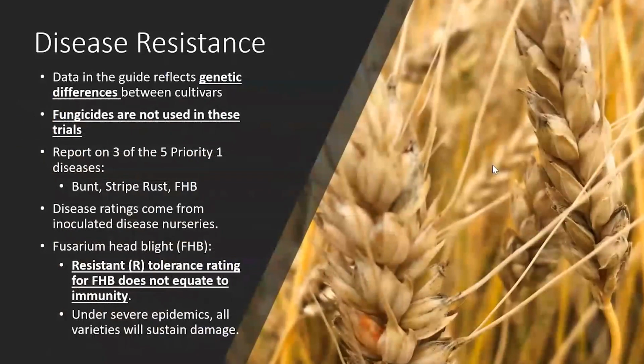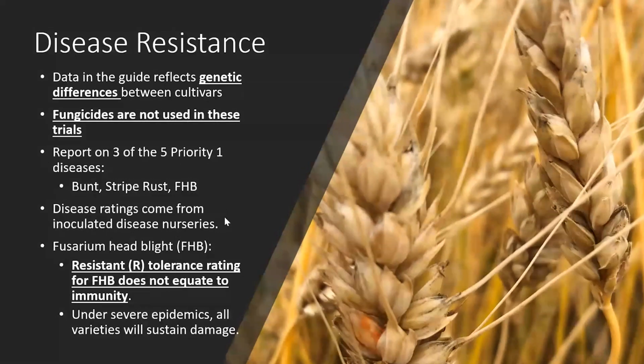The next set of information we have in the tables is the disease resistance. So the data in the guide reflects genetic differences between cultivars. And one thing that often surprises people is that fungicides are not used in these trials. The guide reports on 3 of the 5 priority 1 diseases, being bunt, stripe rust, and fusarium head blight. Now, the data for these ratings comes from inoculated disease nurseries where they are irrigating these to keep the conditions wet and ideal for disease propagation.